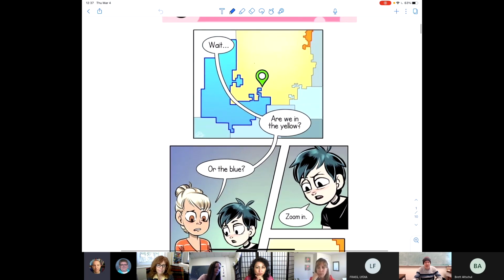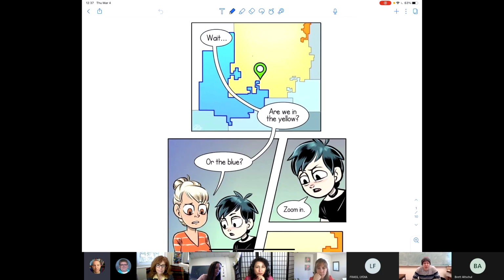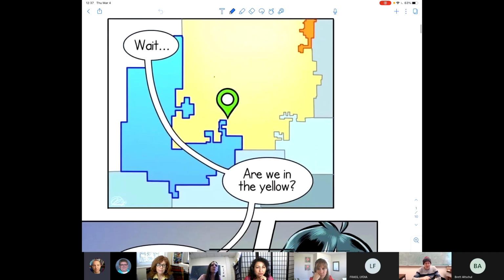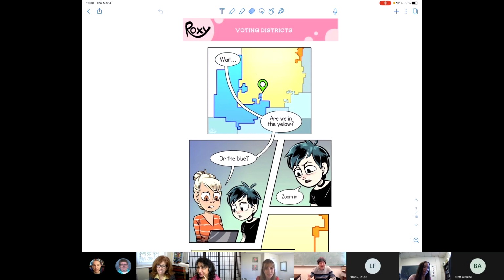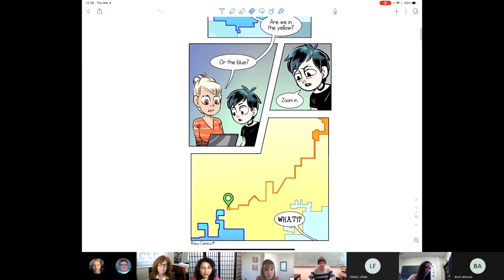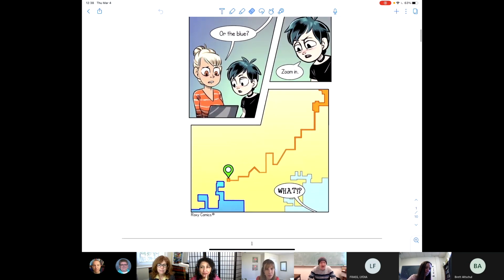We're doing voting theory, so I thought I'd show you this cartoon. I usually start every class with a cartoon, and this one has to do with gerrymandering. So they're in the little dot there, and they're trying to figure out if they're in the blue or the yellow. But here's voting in districts. If we zoom in, they're trying to figure out where they are, and they are actually in the orange. So this is a cartoon on gerrymandering.